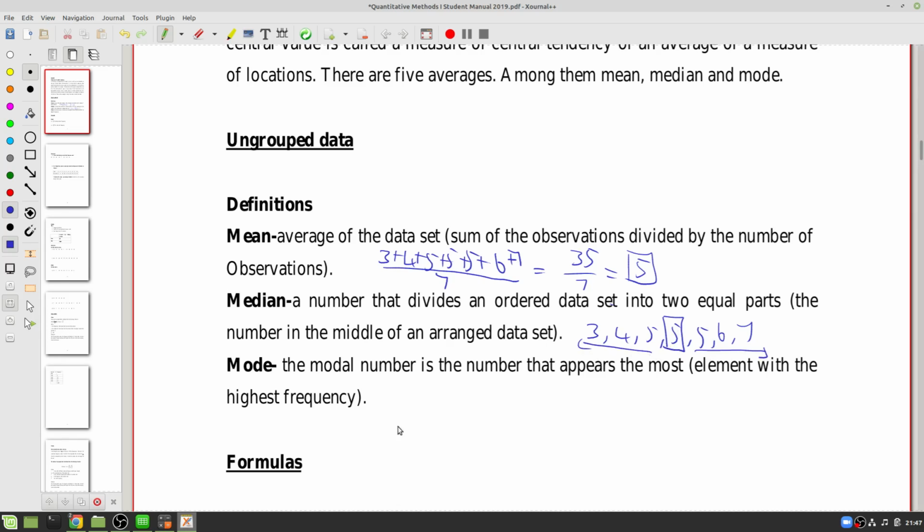Now what about the mode? So the mode, that is the most common number in our set. And in this case, we can see there is one 3, one 4, one 6, one 7, but three 5s. So 5 here is our mode.